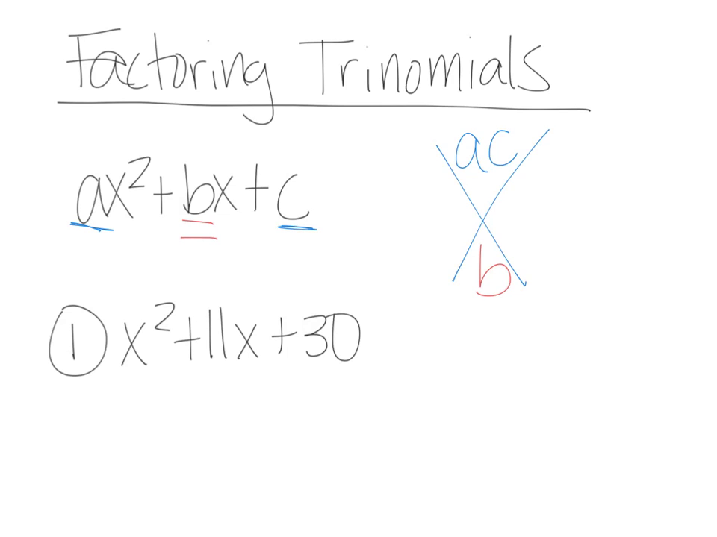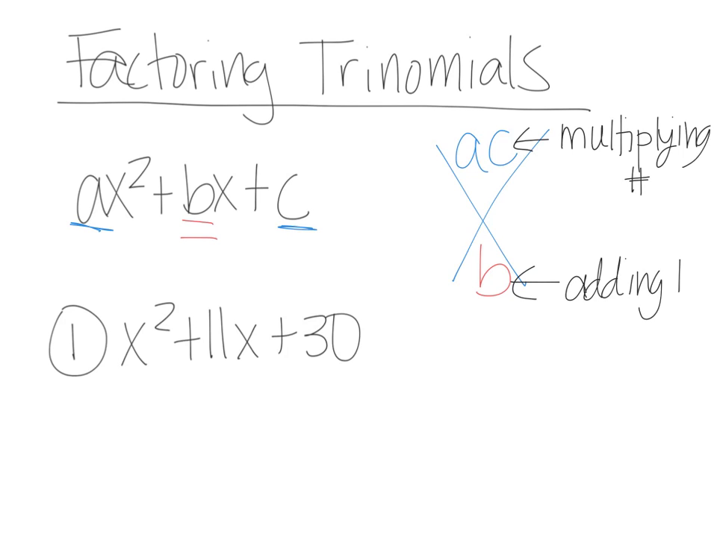So whatever number is on top is your multiplying number. When you multiply the two numbers, you're trying to get that number. And the bottom number is your adding number. You're trying to find two numbers on either side of the x that will multiply to the top number but add to the bottom number. So let's look at some examples.